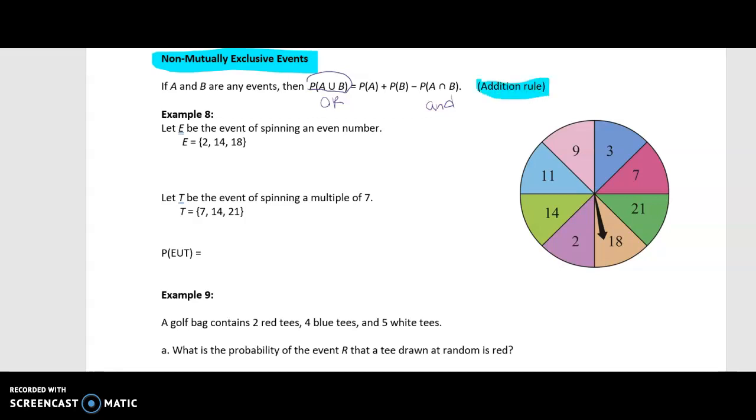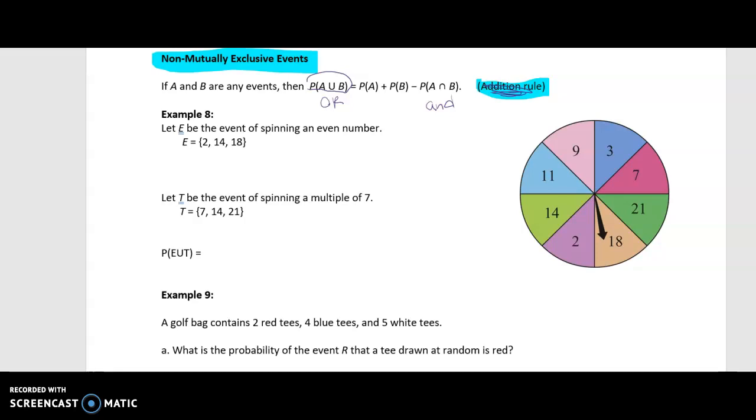It can also be read as the probability of A union B equals the probability of A plus the probability of B minus the probability of A intersect B. Whenever we see a probability problem that has OR, that's our cue to use this addition rule. I'm going to use OR and AND throughout this section rather than union and intersect.